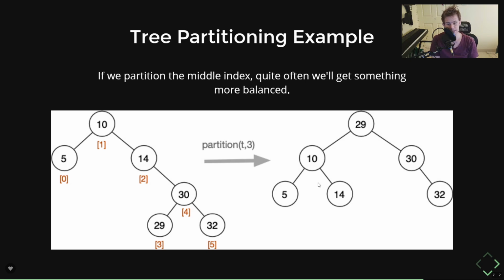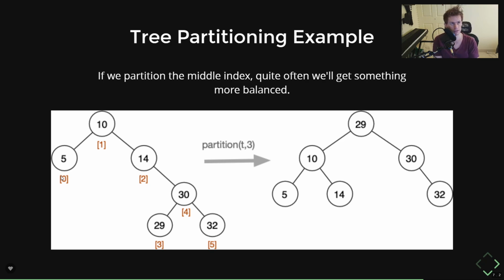And this is an example of it. If you want to partition the tree around 29, which is closer to the middle than 10, because 29 here is, you know, 3, 4, 5, whereas 10 is just 1, 0. So 29 is a little closer to the middle. The middle two elements here are 14 and 29. So if you were to partition about this, you would get a roughly weight balanced tree.